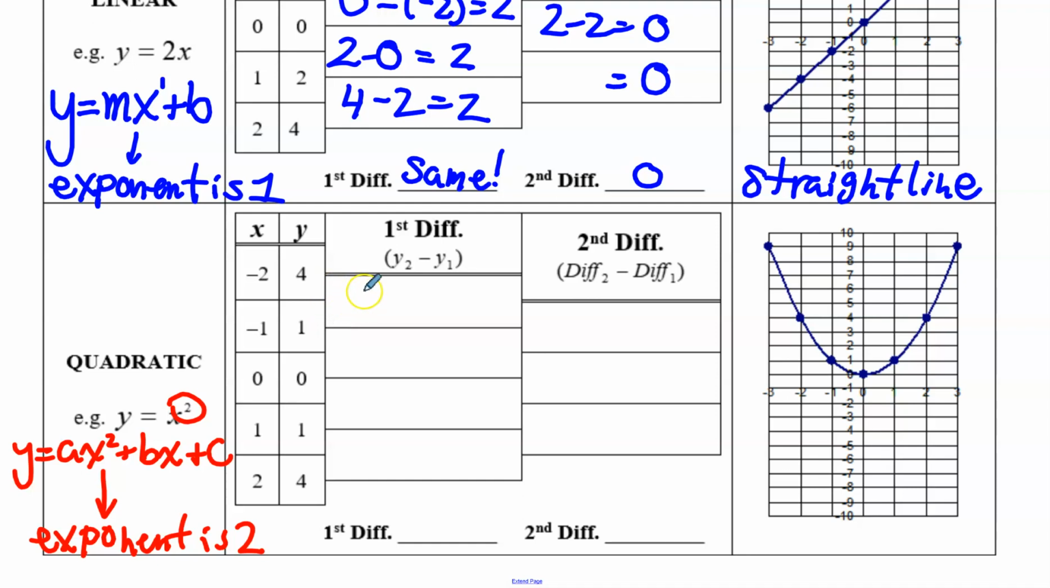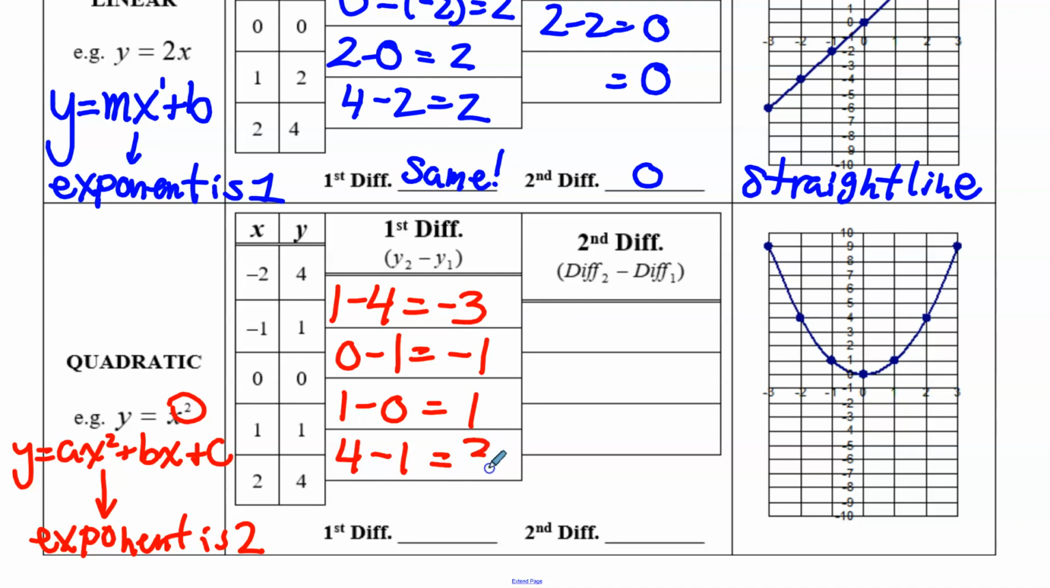Okay, let's look at the first differences from a table of values. So we're going 1 minus 4 is -3. 0 minus 1 is -1. 1 minus 0 is +1. And 4 minus 1 is 3. So different from last time. Now all of our first differences are different. They are not the same.